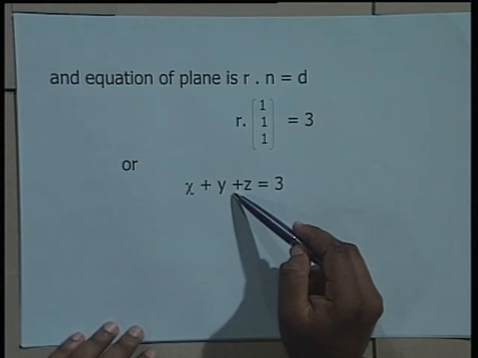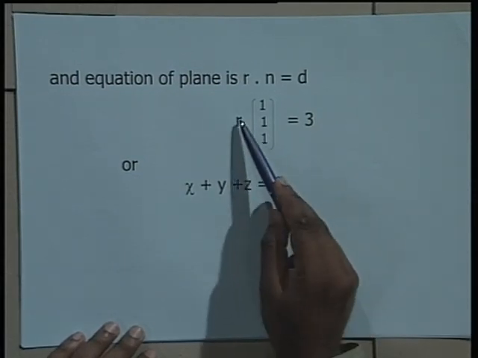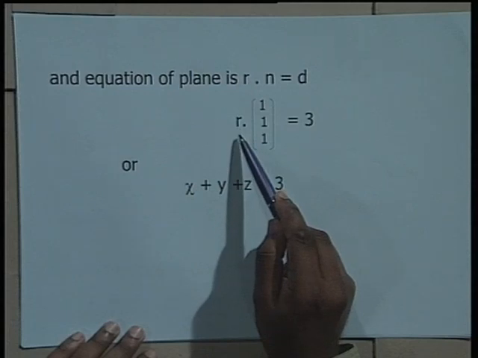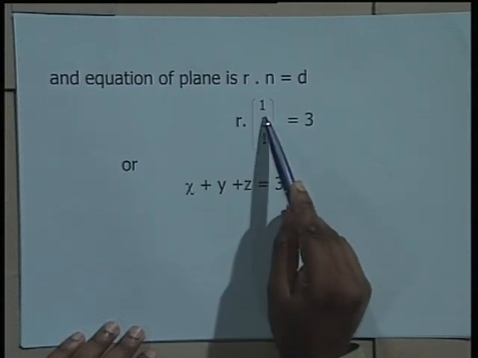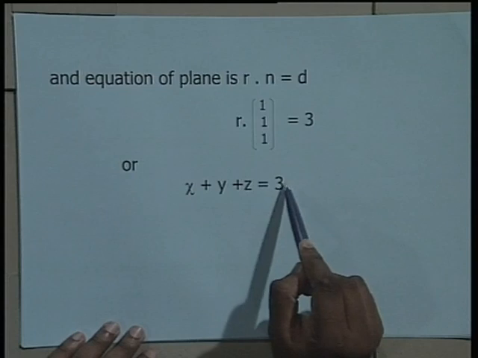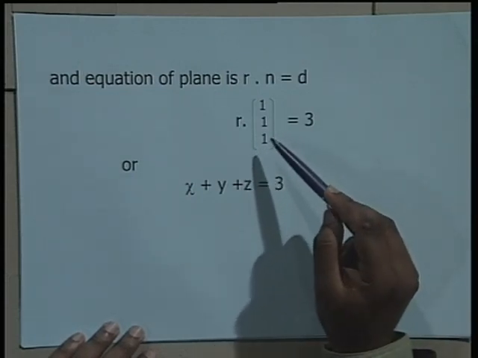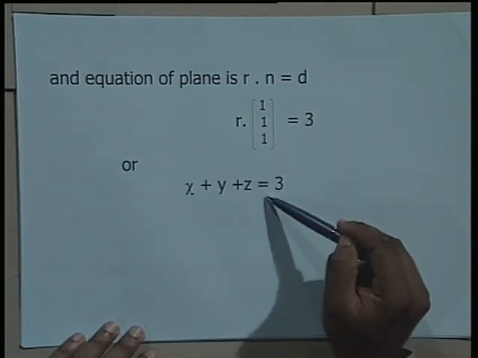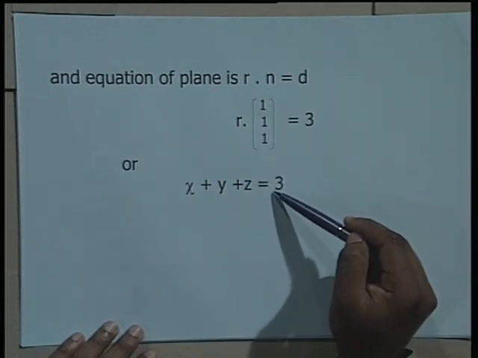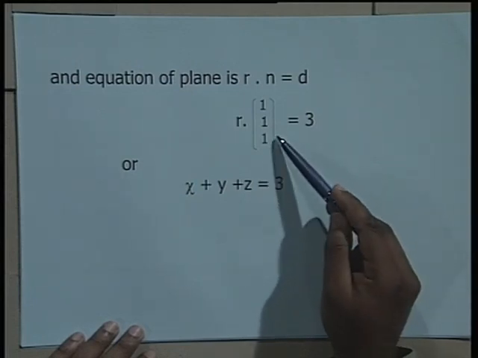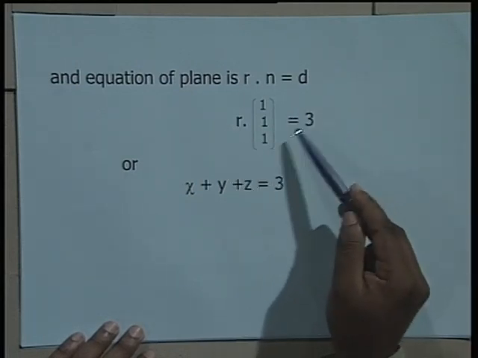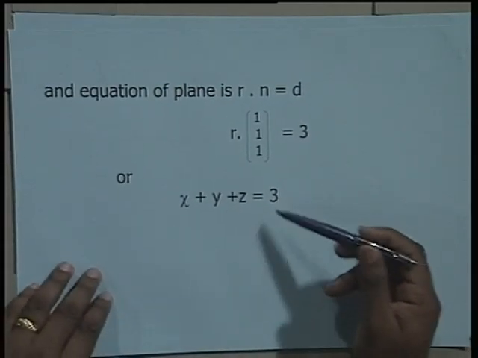Or if you want to express it in Cartesian form, we just have to replace r by x, y, z, and carry out the dot product to obtain x plus y plus z equal to 3. So this is the equation of the plane in scalar product form, and this is the equation of the same plane in Cartesian form. We can say that this is the equation of the plane in dot product form or scalar product form, and this one the Cartesian.